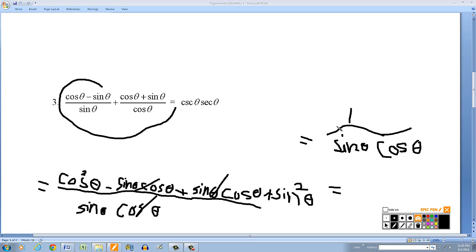Okay, then, just to make it clear, I would write this as 1 over sine theta cosine theta is the same thing as 1 over sine times 1 over cosine. So I would write that out just to make sure the instructor knew that I knew what I was doing. So it would be 1 over sine, 1 over cosine. But 1 over sine is cosecant theta. And 1 over cosine is secant theta.